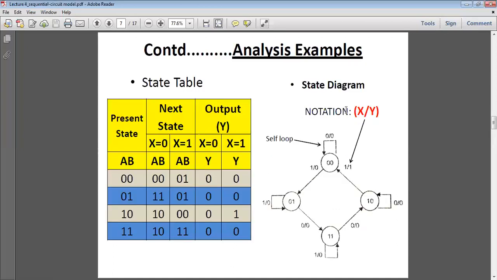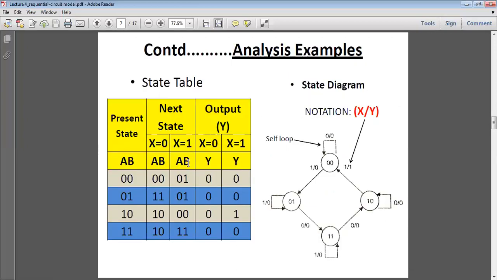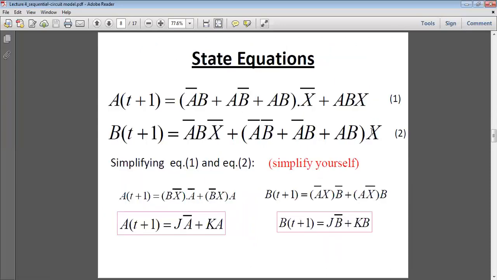For the second flip-flop, when B is 1, in the first case only A complement B, x complement. From the second, when x is equal to 1, in the first two and last. So 0, 0, 0, 1 and 1, 1 means A complement B complement plus A complement B plus AB, into x. So these are the two equations for the two flip-flops. If you simplify these two equations, from equation 1 we get A(t+1) is equal to Bx complement into A complement plus B complement x into A.